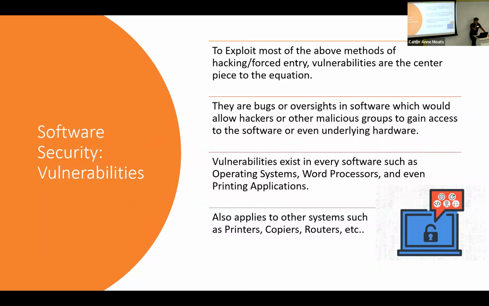Vulnerabilities are used to exploit most of the methods I mentioned above. A USB plugin probably has a virus that exploits the newest vulnerabilities in Windows. The phishing email that I did probably exploits the newest vulnerabilities found in Gmail's scanning system. In a gist, they're just bugs or oversights in software, which allow hackers or other malicious groups to gain access to the software or underlying hardware.